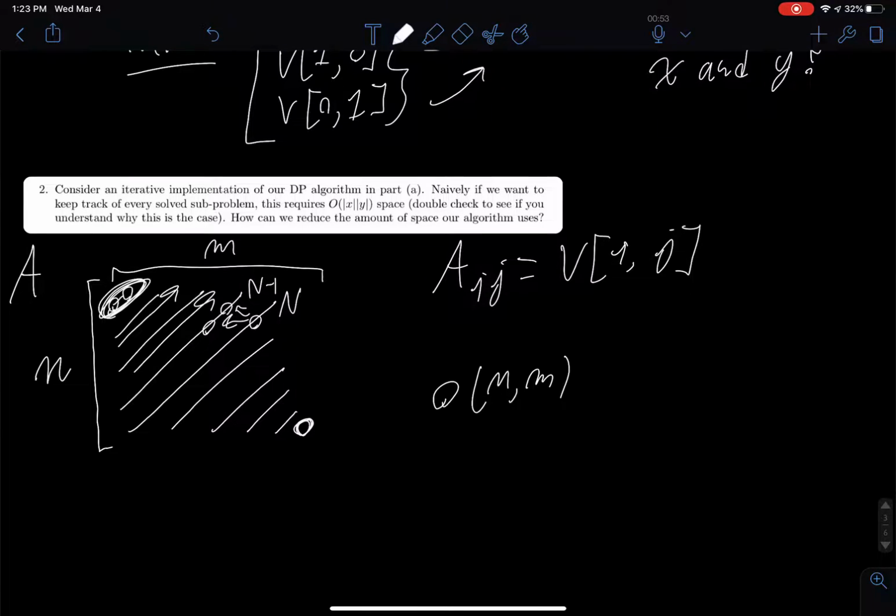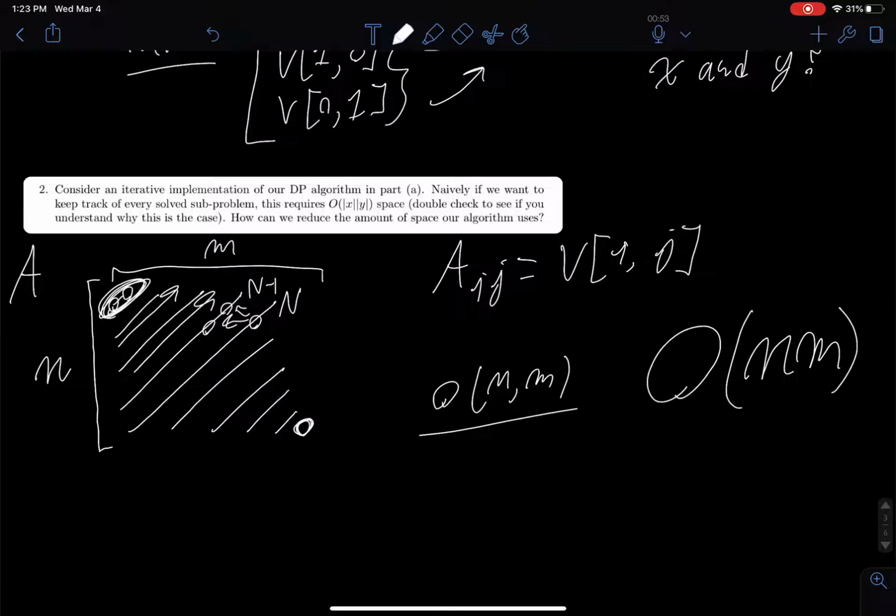We can see that there are O(nm) of these subproblems, and each one is constant time to compute, which gives us our overall runtime of O(nm).